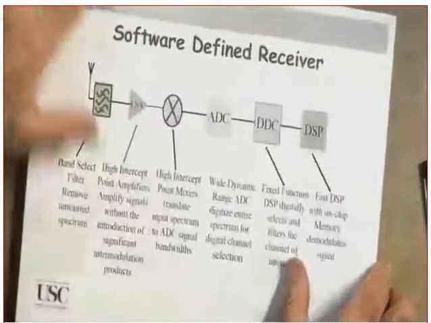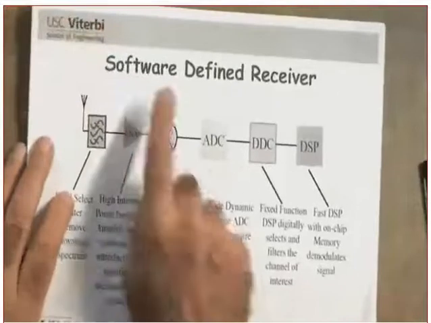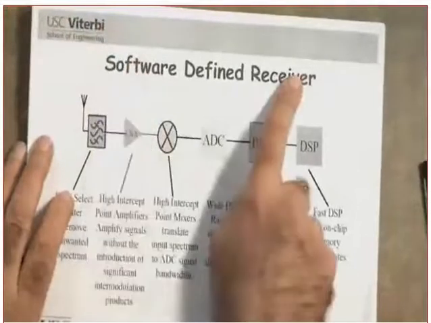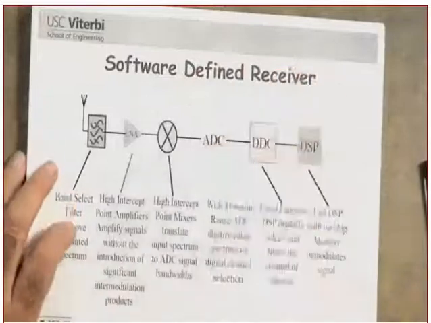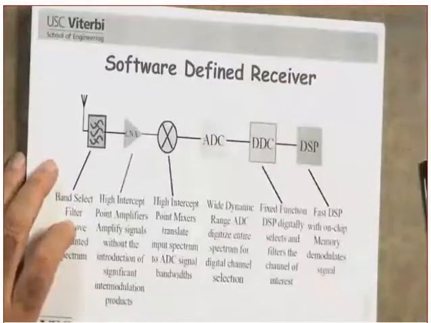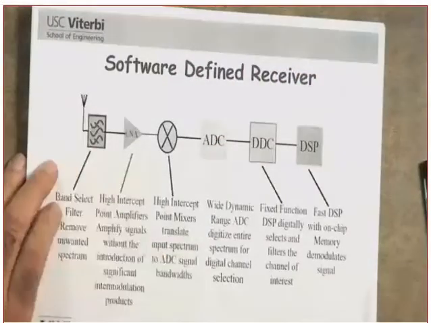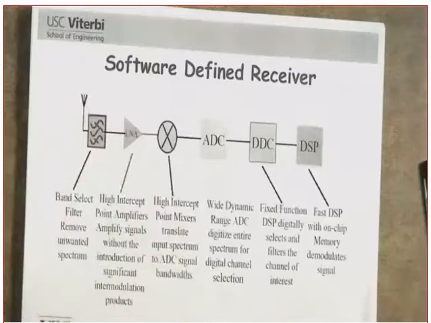Let's look at just a general view of this. This is the software-defined radio. When you hear the word software receiver, not defined, just software receiver, it means the sampler is all the way to the antenna. That is called a software receiver, total software.